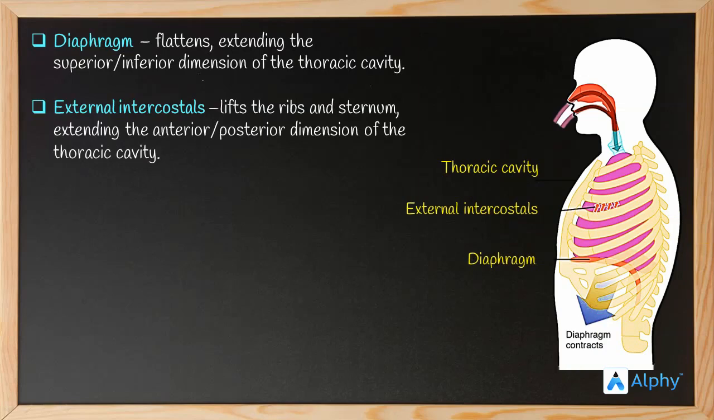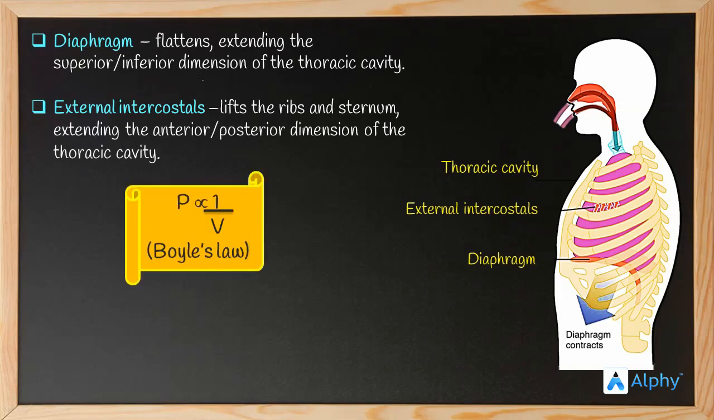Now, volume is inversely proportional to pressure. This is known as Boyle's law. You don't need to remember it, it is just for the sake of your understanding. So now back to our topic. When the volume is increasing, that means the pressure will decrease. So when the volume of the thoracic cavity increases, the pressure of the gas in the cavity will decrease.